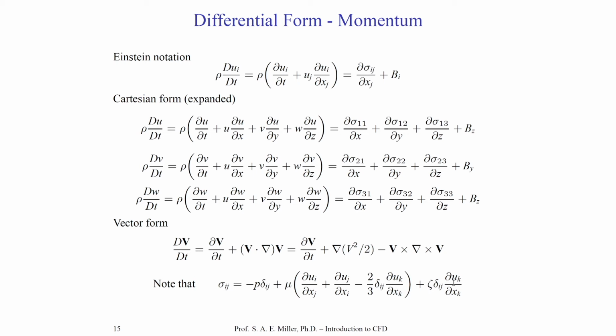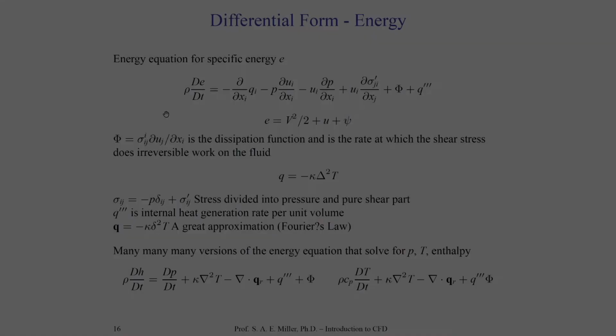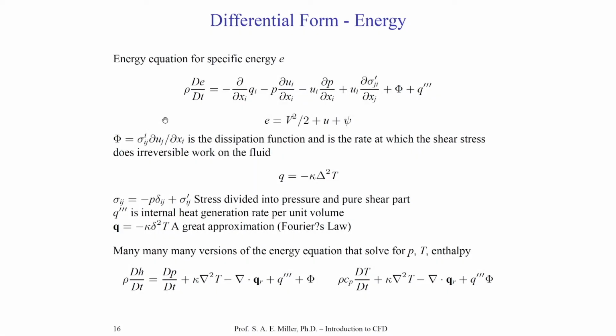This is what I was referring to when talking about the simplification of the discussion of the density terms in the Navier-Stokes equations. The energy equation for specific energy in differential form is written here in index or Einstein notation. A lot of these terms should now look very familiar to you, but we have a few extra terms. Here we define specific energy as the kinetic energy plus internal specific energy plus some value psi.